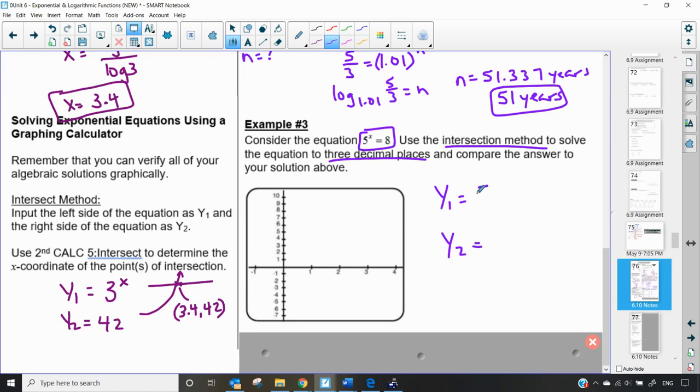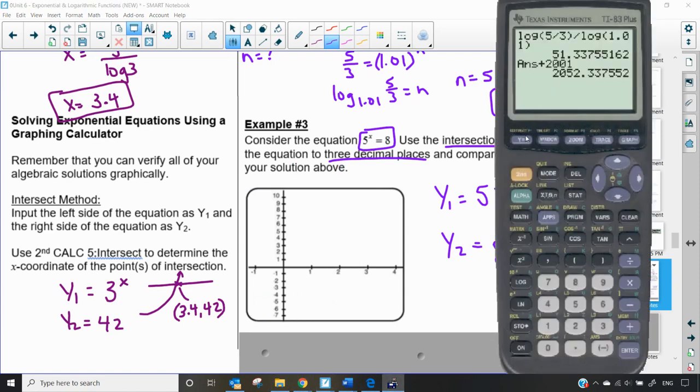So when we put this into our calculator, y1 is going to be 5 to the x, and y2 is going to be 8. And based on the graph here, we can adjust our window settings. For x, we're going from -1 to 4, going up by ones. And then for y, we're going from -7 up to 10, going up by ones. So graphing, we would have something that looks like this.